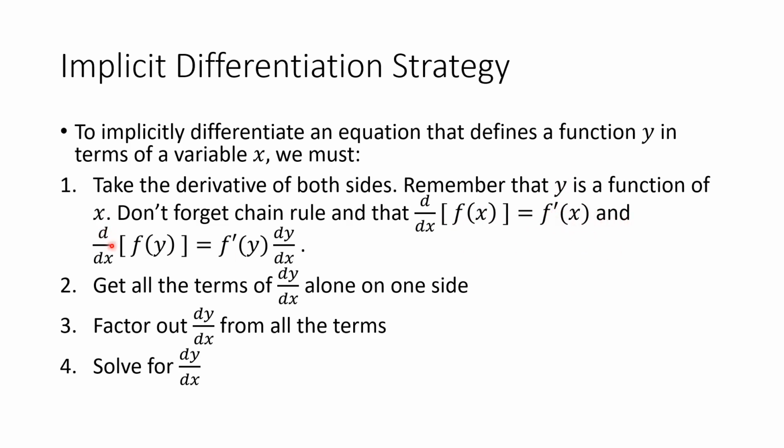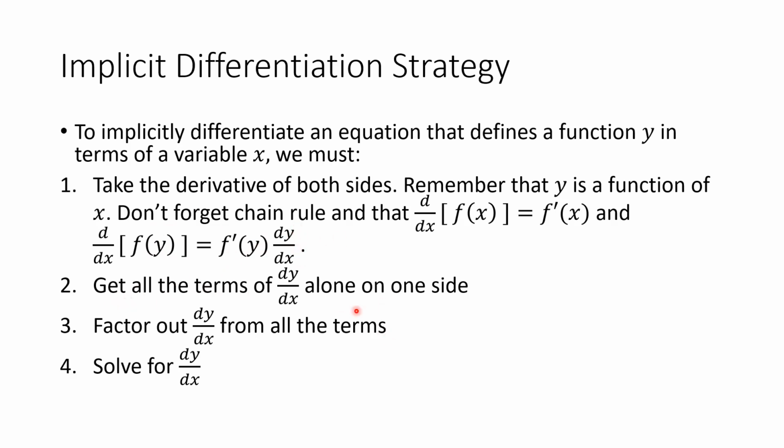But when we take the derivative with respect to x of something in terms of y, we have to take its derivative and then multiply it by the derivative of the inside. So we have the chain rule here because our function f is in terms of our function y. So we have to multiply by the derivative of the inside.